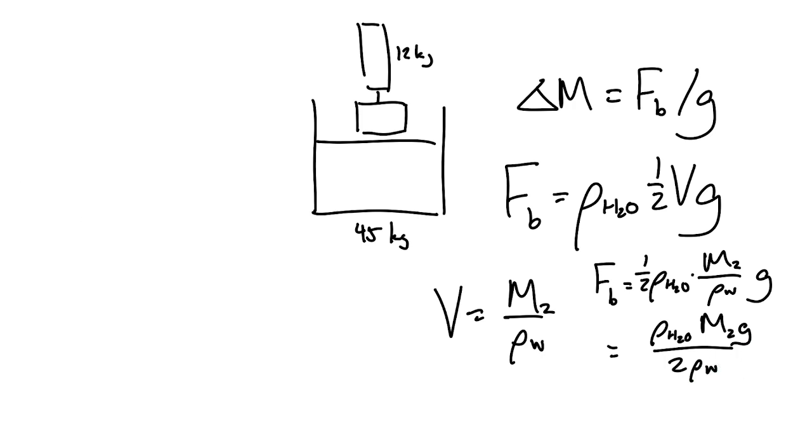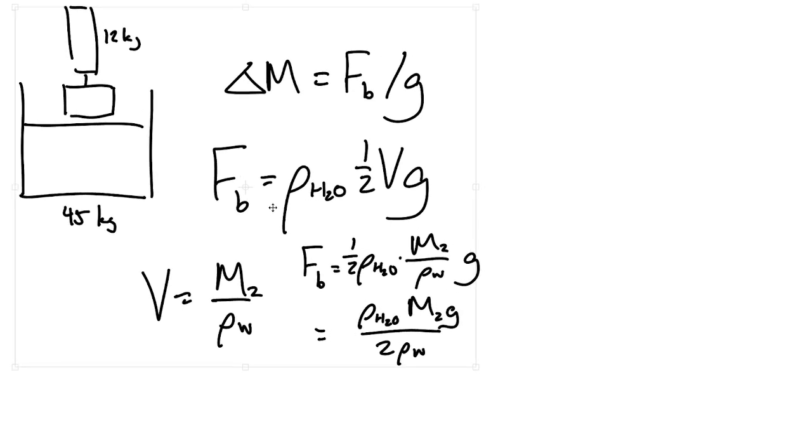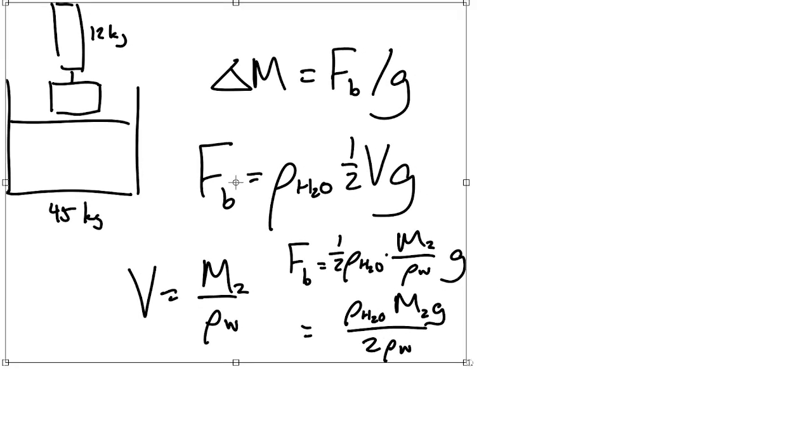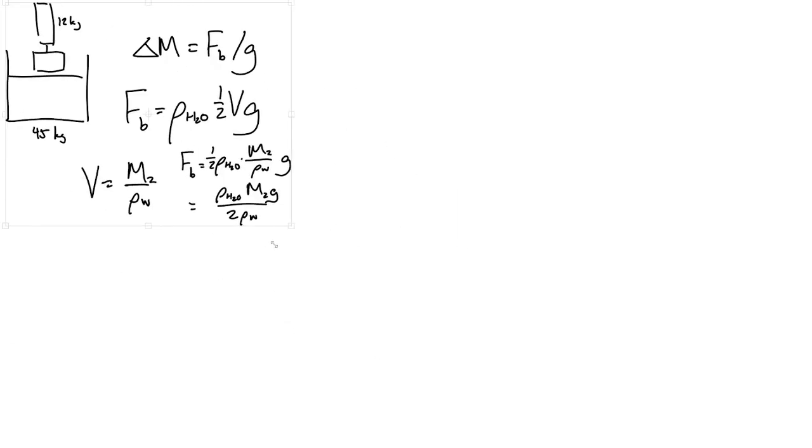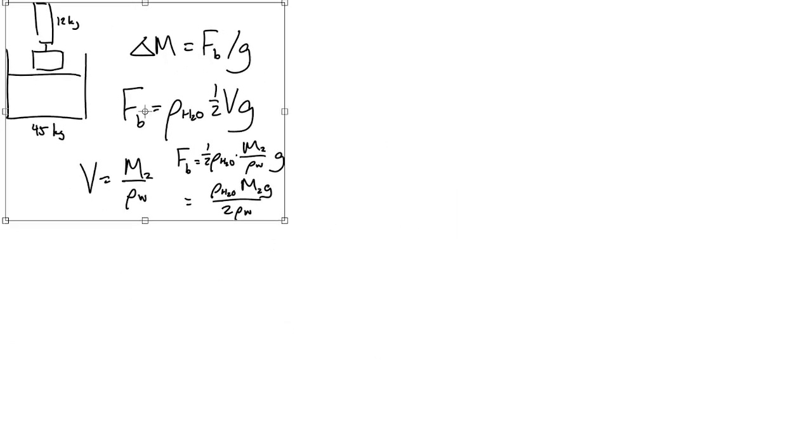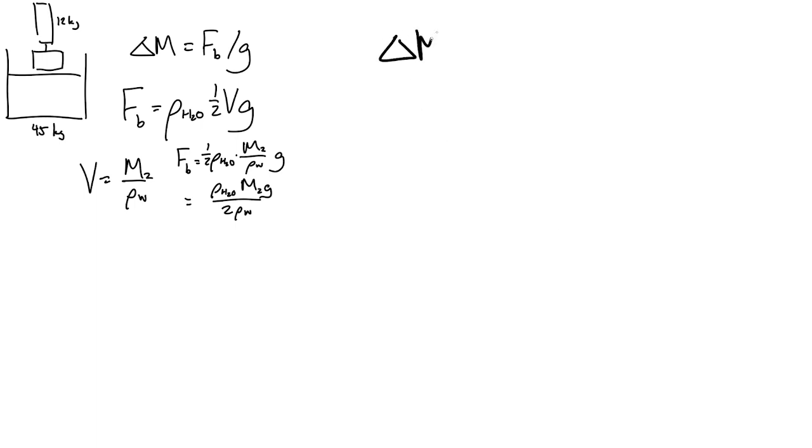And so I'm going to select all of this and move this to the side, and that is a rho button, right? So let's move this all to the side. And so now we know that our change in mass is going to be equal to the buoyant force divided by gravity, so we can just cancel that out. So that means that this is going to be equal to the density of our water times the mass of our wood block divided by 2 times the density of our wood, right?